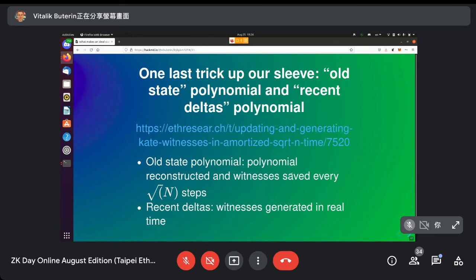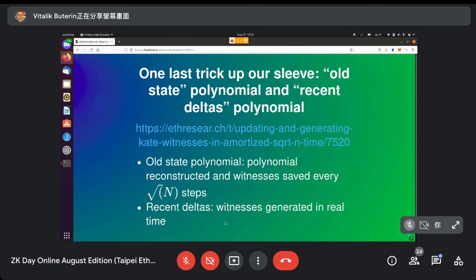And this is done every square root of n steps. And then you have a recent deltas polynomial. And the recent deltas polynomial just contains changes to the state that were made very recently, like within the last square root of n steps. And witnesses from the recent deltas polynomial get generated in real time.